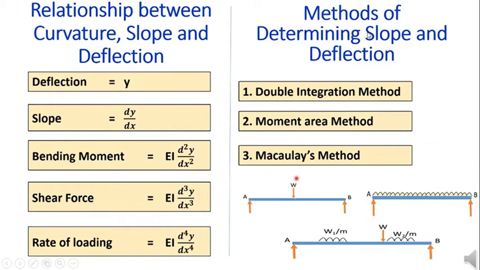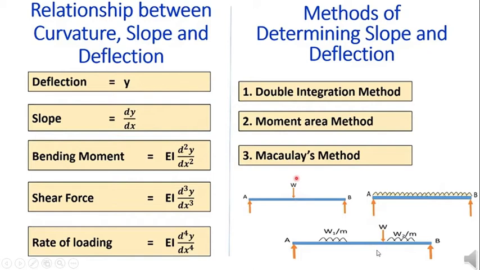Listen, the methods of determining slope and deflection. First one is the double integration method, second is the moment area method, third is Macaulay's method. So three types of methods are there. Once again, double integration method, moment area method, Macaulay's method. Now you can see the diagram. In the first diagram a point load acts, in the second diagram a UDL acts, and in the third diagram a point load and UDL are mixed, acting on the beam.